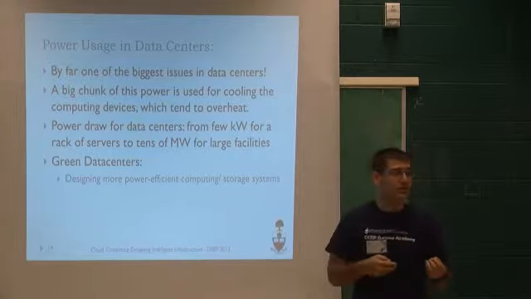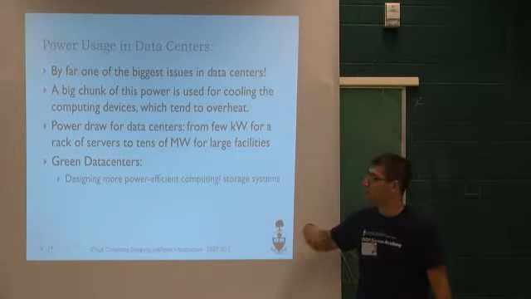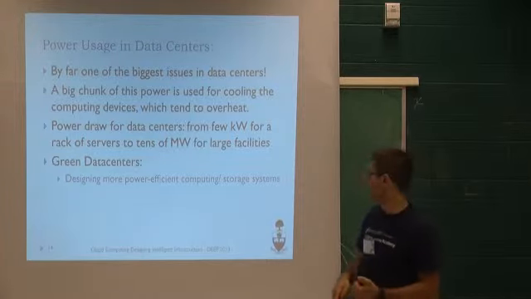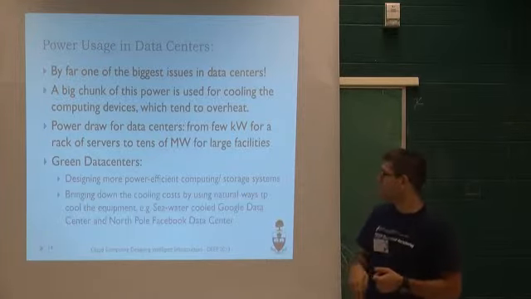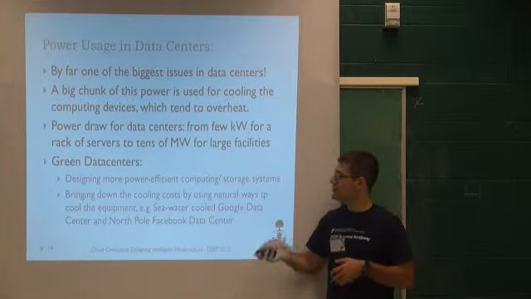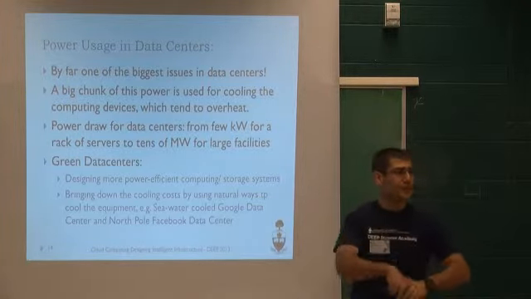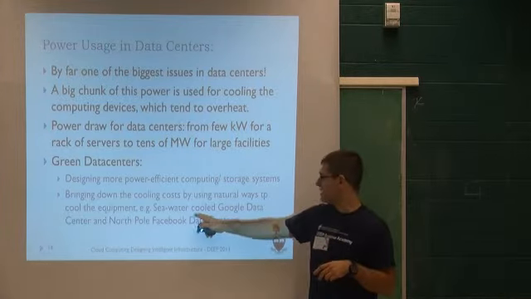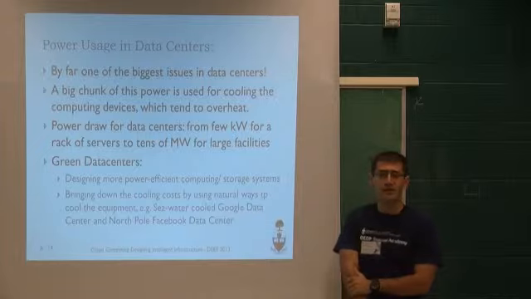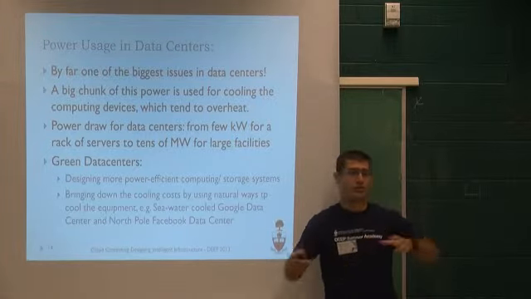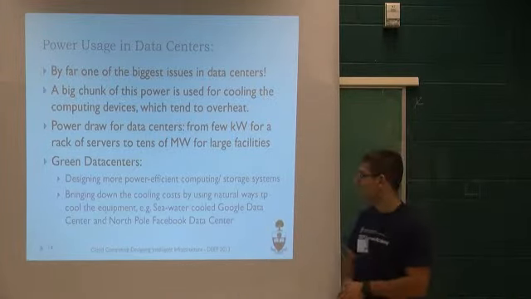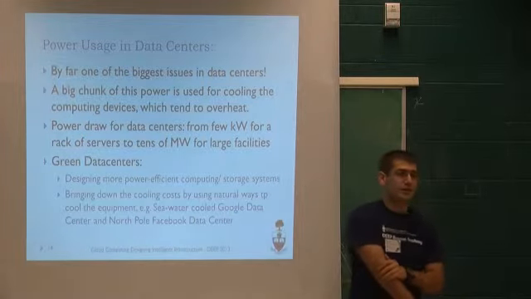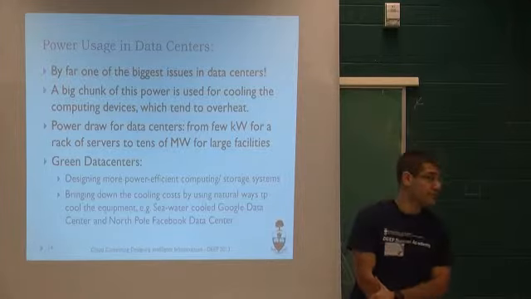So we've been hearing a lot about green data centers, so designing new data centers that are more power efficient. And the point of view is to bring down the cooling costs. That brings down the cost of other stuff. So examples are the seawater cooled Google data center. So they put it next to the sea. They use the water to cool it. And Facebook has a data center in the North Pole.